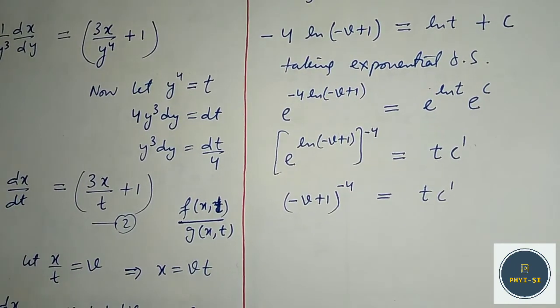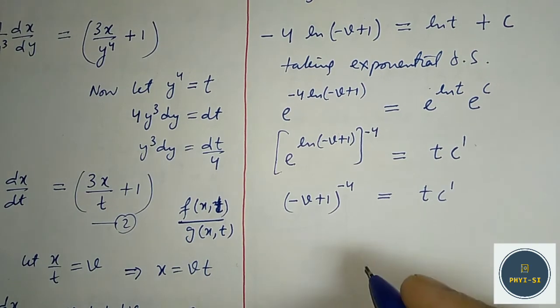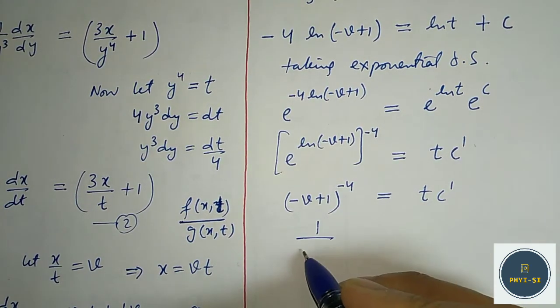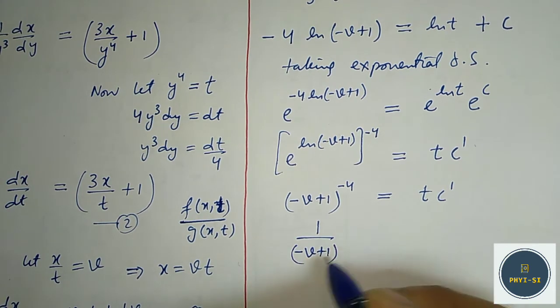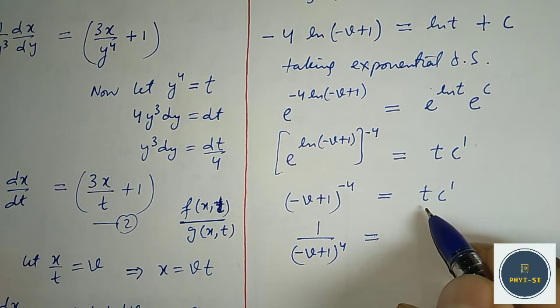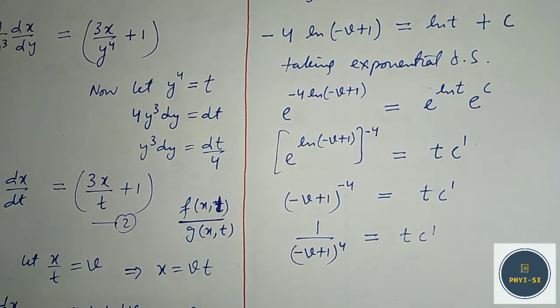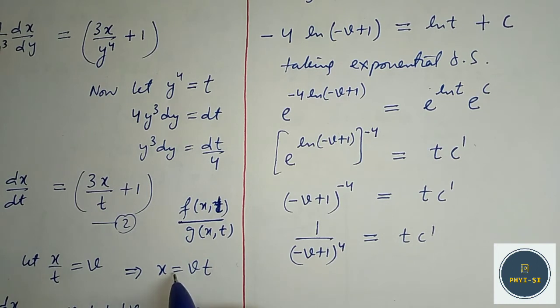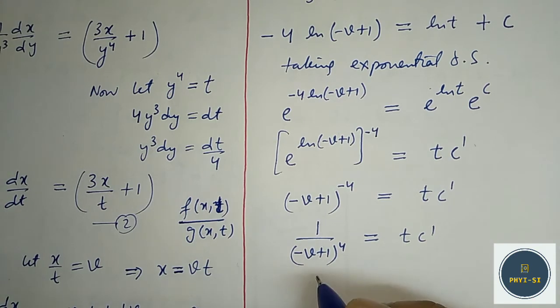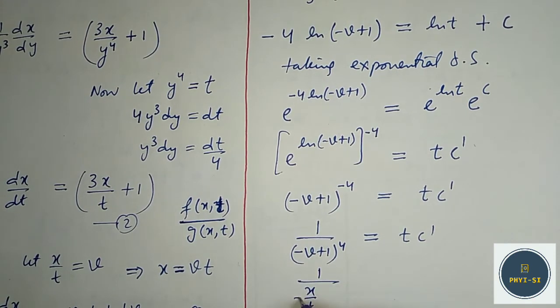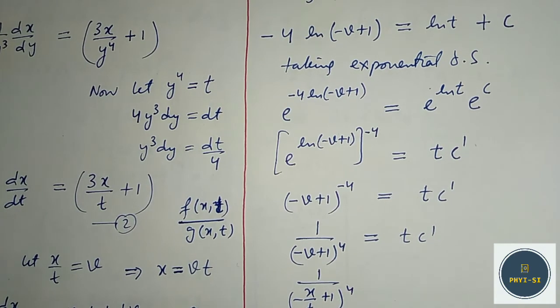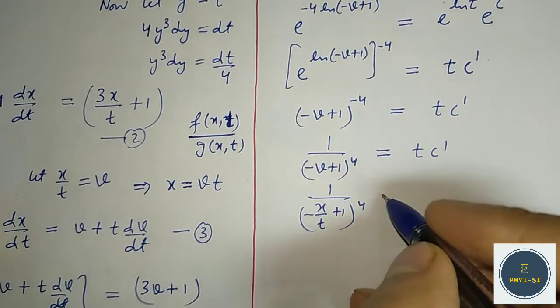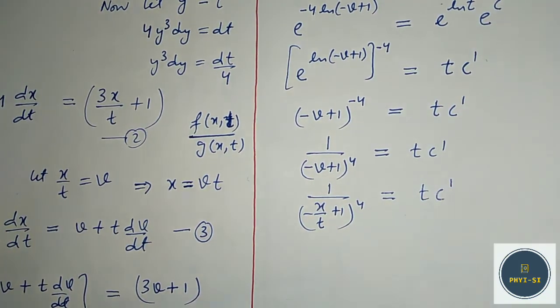No, this will become minus v plus 1 raised to power 4, and this is t. Now v is equal to x divided by t. You remember here we put x is equal to vt, so v becomes x upon t, so this becomes x upon t minus plus 1 raised to power 4 is equal to t c dash.